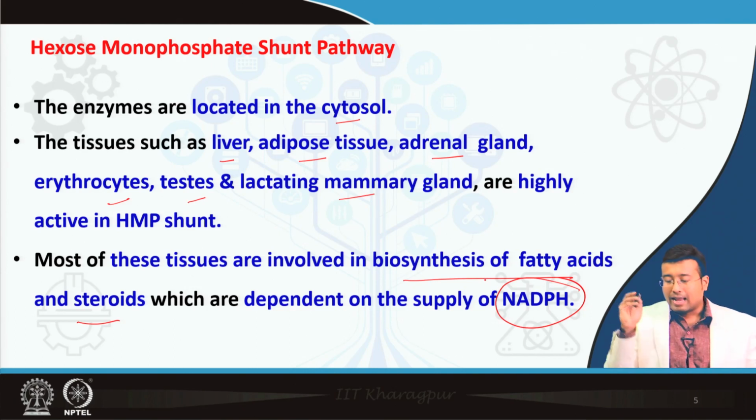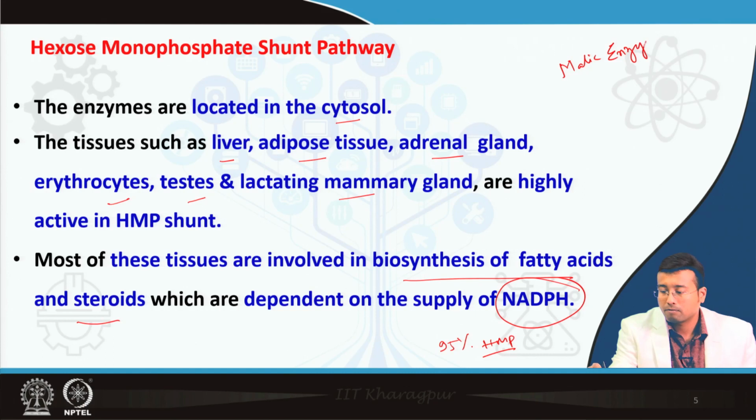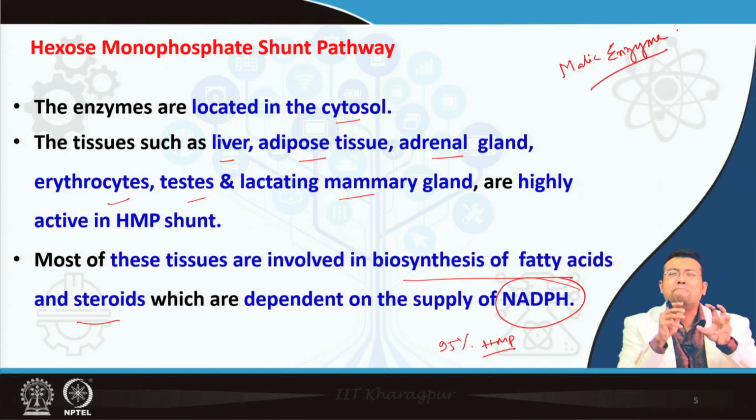Mind it, the major contributor of NADPH, almost 95% of NADPH of the body, is from HMP shunt. So, where is the rest? 5%, just for MCQ. Mind it, it is malic enzyme. A very minor amount of NADPH is provided via malic enzyme, but that is close to negligible because more than 95% is formed from HMP shunt.